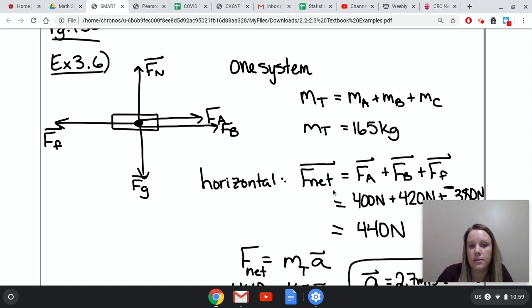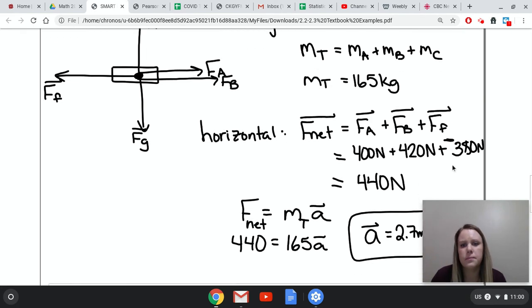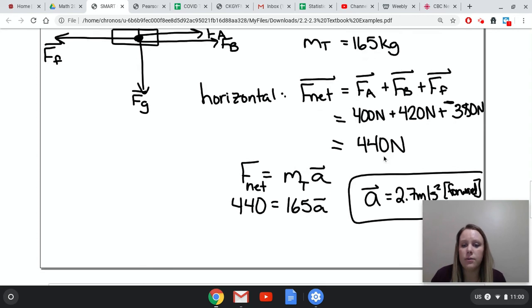We're going to set up our F net equation. We're always trying to calculate the net or the sum of all forces, in this case in the horizontal direction. So that means we have a force A, a force from person B, and a force friction. Adding them all up. Now, force A was 400, B 420, and friction was 380 in the opposite direction. I would highlight this in my notes. You need to make sure that you're always adding your forces and you put a negative on the one that's acting in the opposite direction. All right, put those in your calculator and you get 440 newtons as your net force.